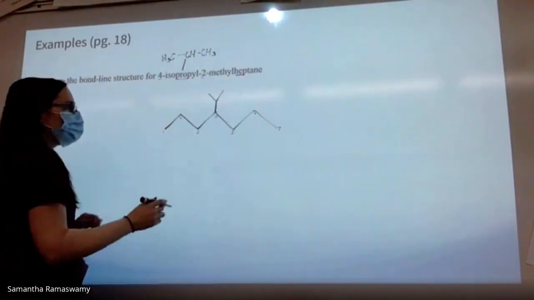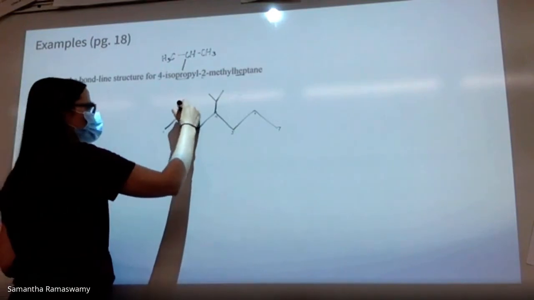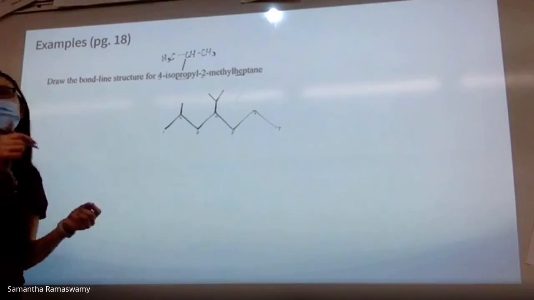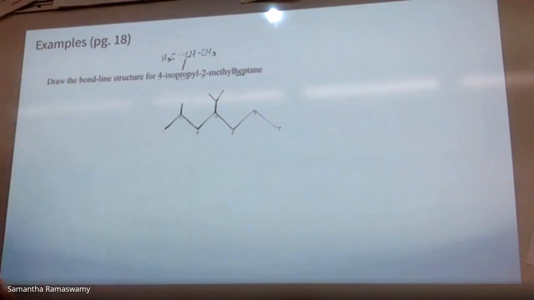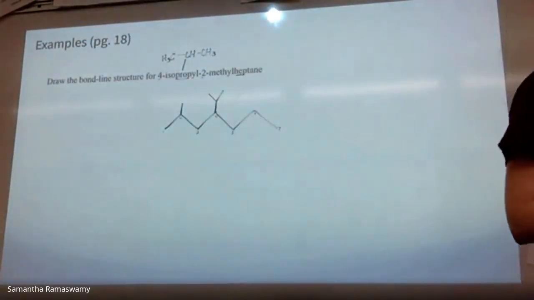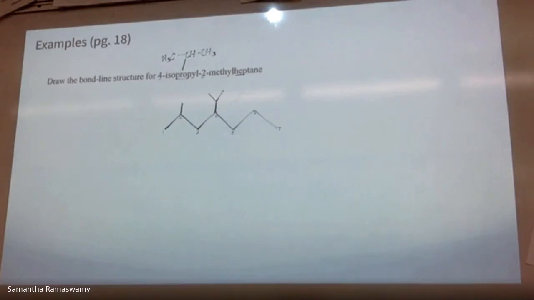Then 2-methyl. So off the 2nd carbon, we have a methyl group. Just a single line represents a methyl group. It's just CH3. There's your carbon at the end. This is your bond line drawing for 4-isopropyl 2-methylheptane.